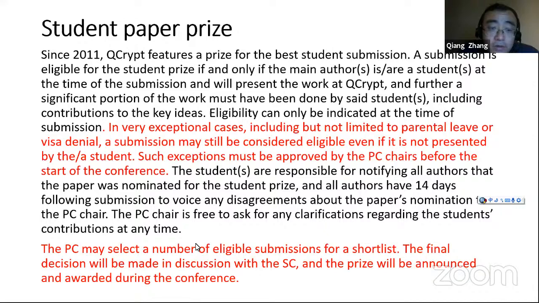And then, how do we select the student paper prize? Later we will show. The PC may select a number of eligible submissions for a shortlist, and they will vote first. And then the final decision will be made in discussion with the SC, and then the prize will be announced and awarded by the end of the conference.